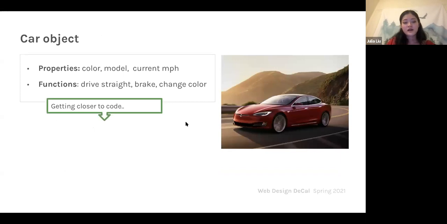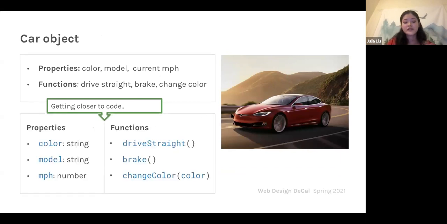So let's get more into how we represent this in code. For example, on the property side, we have color, model, and MPH. Color and model are represented as strings, and then we have MPH, which is a number. And then for functions, we have 3 functions. They are named exactly what the function is: drive straight, brake, or change color.